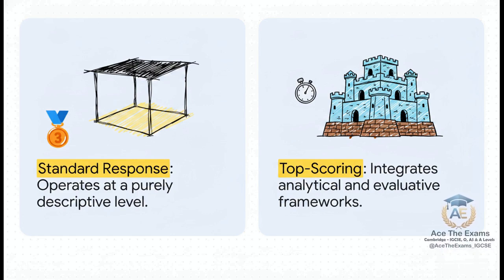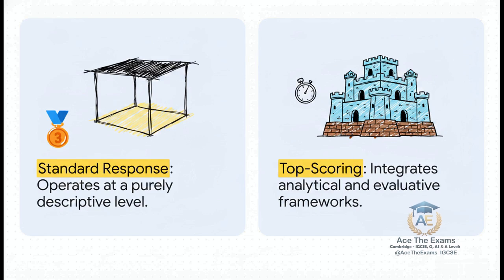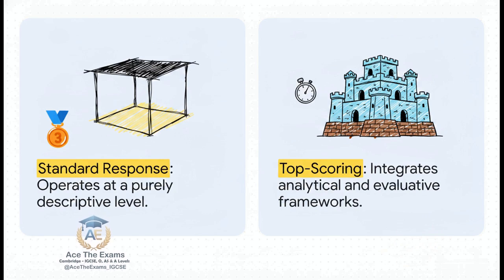Now, look at the top-scoring response. It operates at the analytical and evaluative level. It begins by decoding the command word. It explicitly states the principle used, defines the positive direction, shows the full algebraic substitution step by step, calculates the result, and finally, provides the contextual sentence with the correct units and the vector direction. A top student performs this exact routine flawlessly every single time.